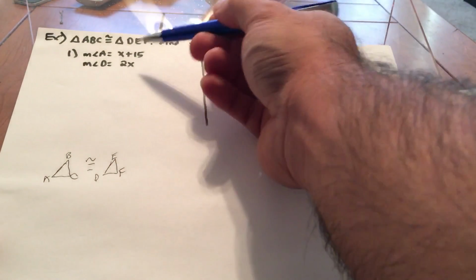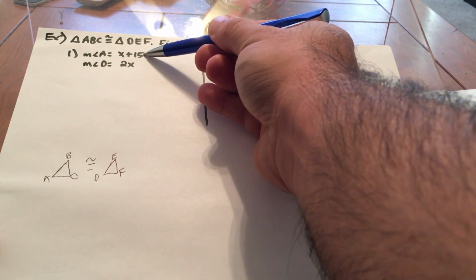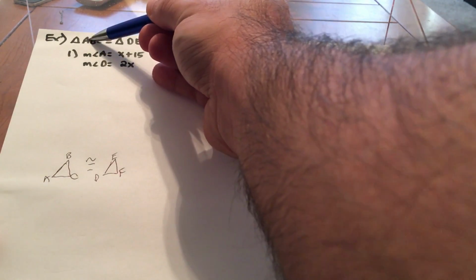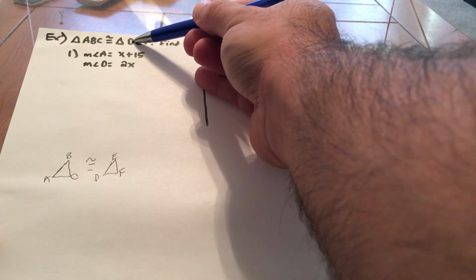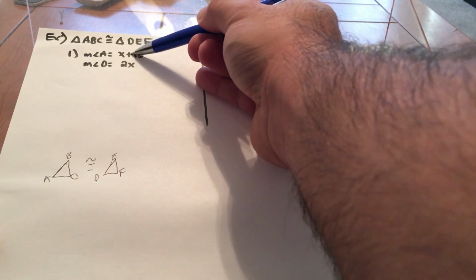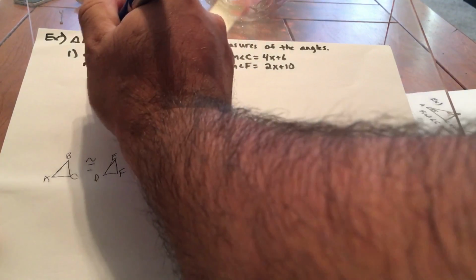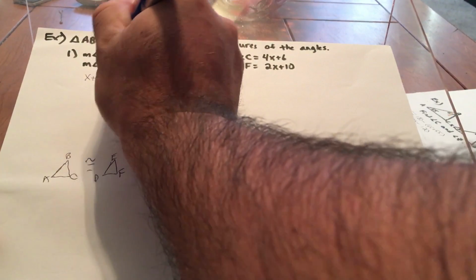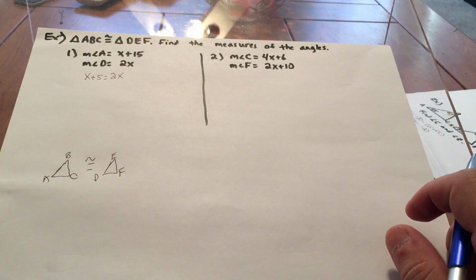So what we do is we're going to look at these two angles. It says measure of angle A is equal to x plus 15. So A is in the first position. So angle D is equal to 2x. D is also in the first position, so we know that these two angles have to be equal to each other. So we can set that up. X plus 5 is equal to 2x. And then if we solve for x, we can get the measure of the angle.